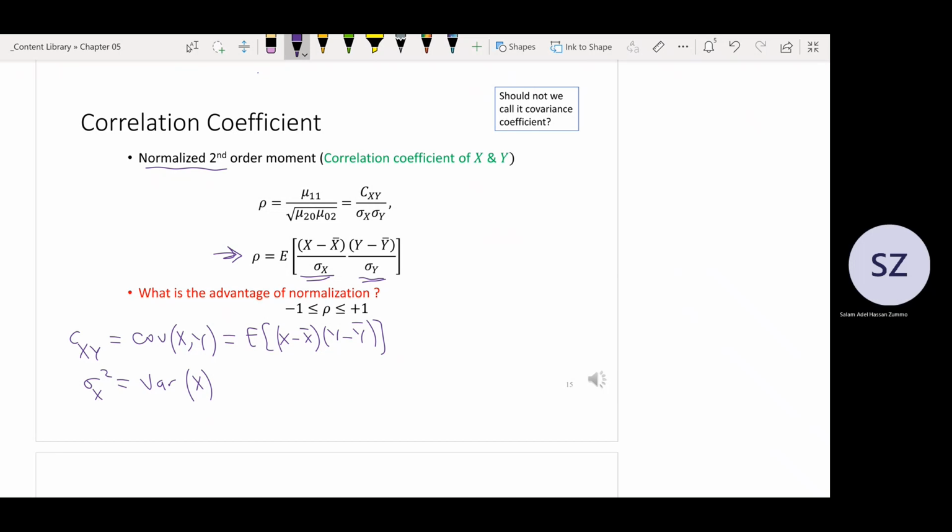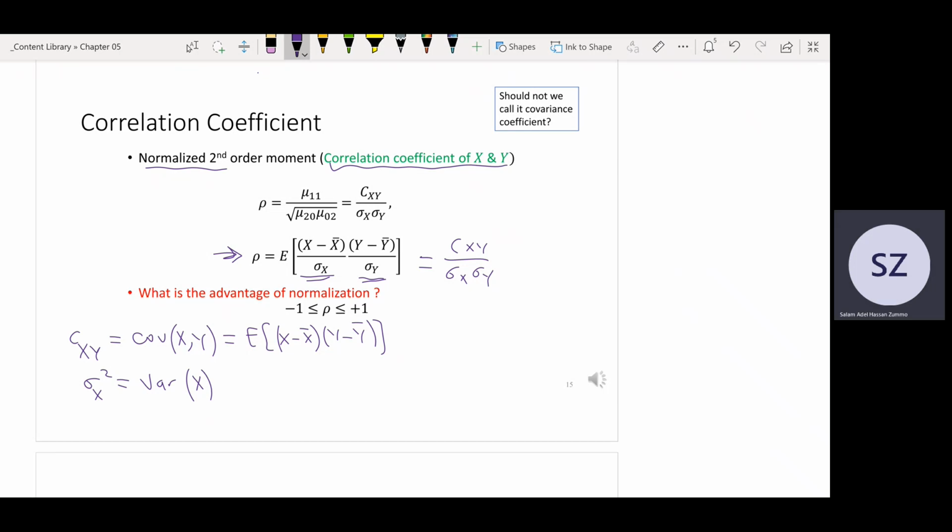Now if we do this, the numerator is the expected value of x minus x bar multiplied by y minus y bar. Isn't this equal to CXY? Right? Numerator only, divided by sigma x, sigma y. This is called the correlation coefficient of x and y.